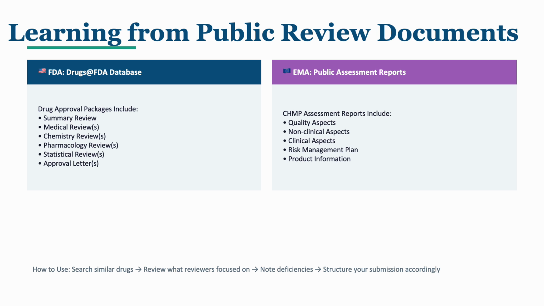FDA's Drugs at FDA database contains drug approval packages for every approved drug. These packages include the summary review, medical reviews, chemistry reviews, pharmacology reviews, statistical reviews, and more. EMA publishes European Public Assessment Reports, EPARs. To use these resources strategically, search for drugs similar to yours, review what data the reviewers focused on, note any deficiencies raised during review, then structure your own submission accordingly.